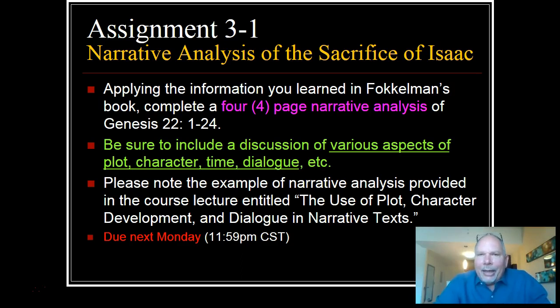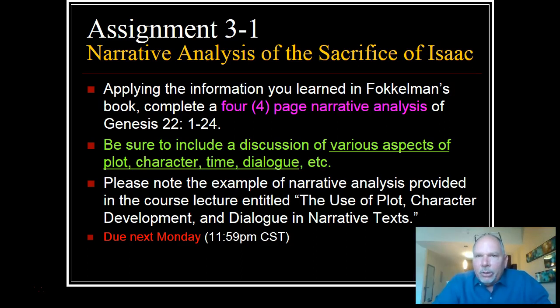And I want outside research where you look for other academic sources that are supporting your analysis. So a 4-page narrative analysis of Genesis 22, 1 to 24. Be sure to include a discussion of various aspects of plot, character, time, dialogue, and others. Also be sure to include a conclusion where you bring your findings together and apply the findings to a modern context for biblical ministry.